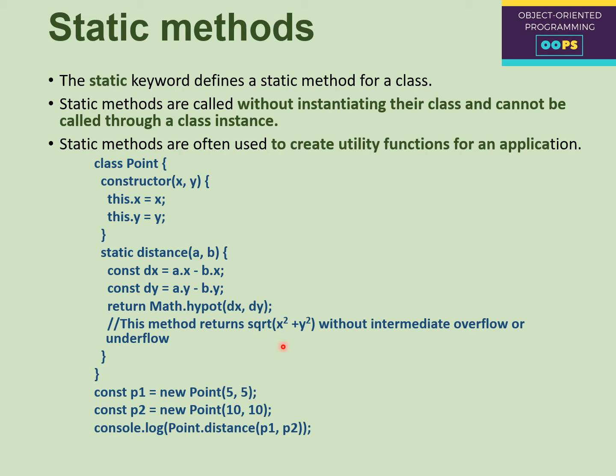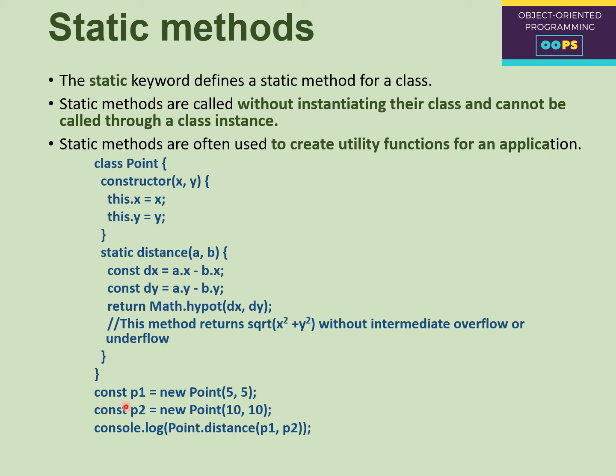Hypot of x comma y is the same as the square root of x square plus y square. So here it will return the square root of dx square plus dy square. That is the hypotenuse function in mathematics. So that is what happens in the static distance function. Then after that, the class definition is closed.